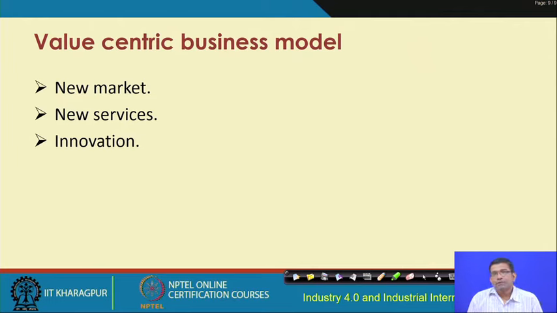So, value to the customers means what? This kind of value centric business model will open up new markets, new services, will give solutions which are innovative, which are new, which were not there before. Customers find it useful, exciting and so on. So, that is the value centricity.